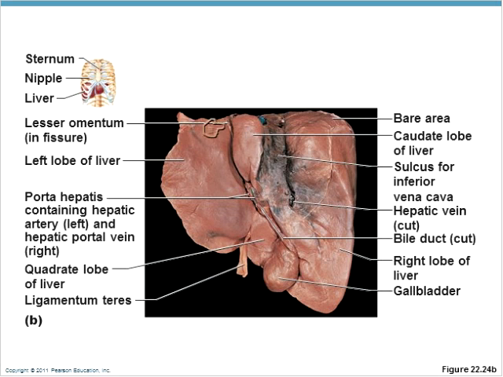Looking at the underside of the liver, you see the lesser omentum here, the left lobe of the liver, the porta hepatica or porta hepatis, which contains the hepatic artery and the hepatic portal vein. There's the quadrate lobe of the liver, the ligamentum teres right here. You see the gallbladder located right there, the right lobe of the liver, the bile duct, as it were, and the hepatic vein. So you kind of have a feel for what we're talking about.